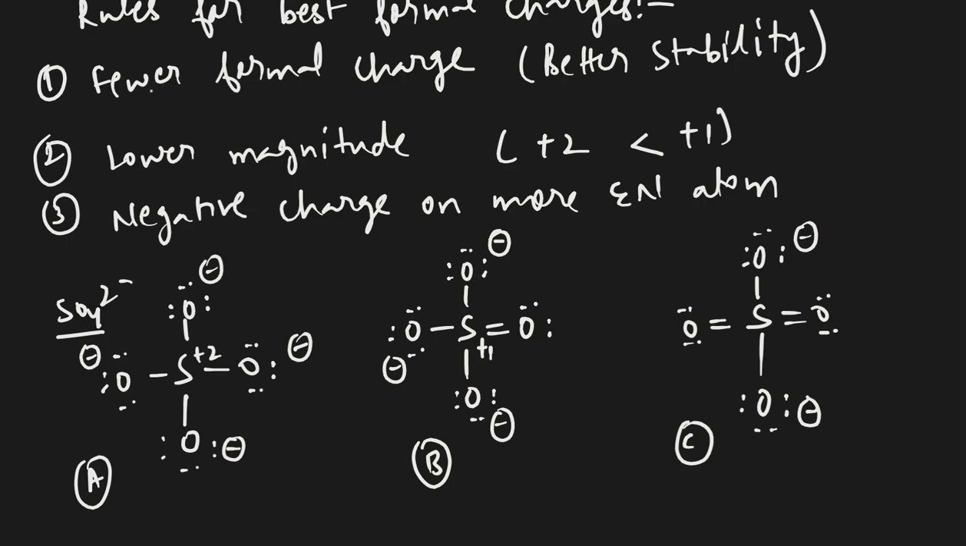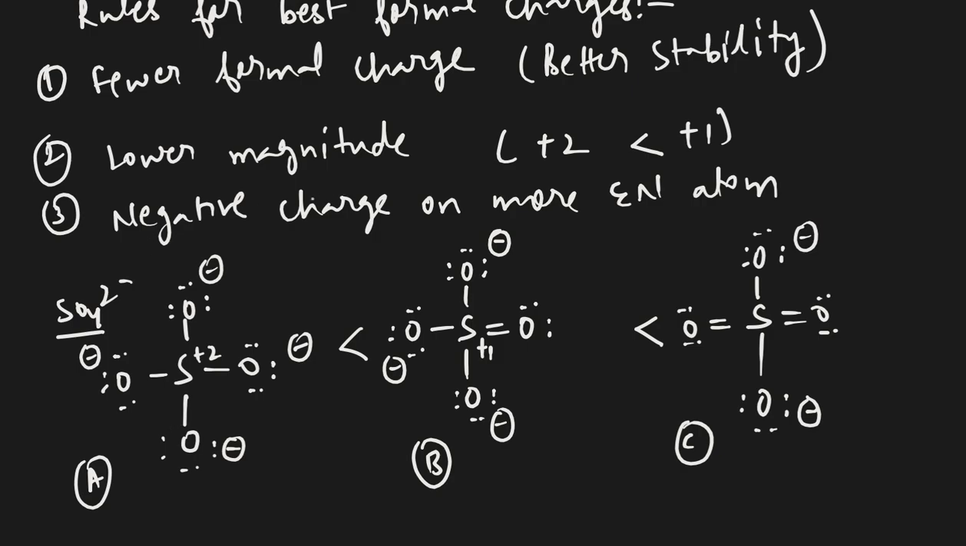As per the first rule, fewer formal charges, the one which has the least number of charges. Here each and every atom has a charge, here also, but here only 2 atoms have a charge. So of course C is the most stable one. What about these two? Now we look for the lower magnitude. Here each and every atom has a charge, but in this case the sulfur doesn't. Also, here the magnitude of the charge on sulfur is plus 2, whereas here it is plus 1. So if I compare A with B, B seems to be more stable as compared to A.